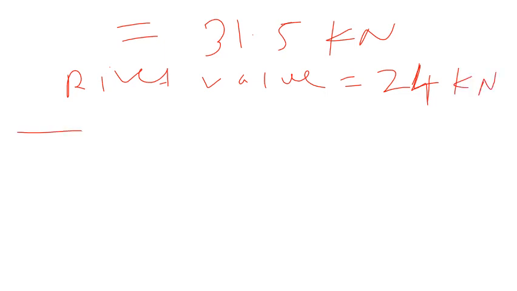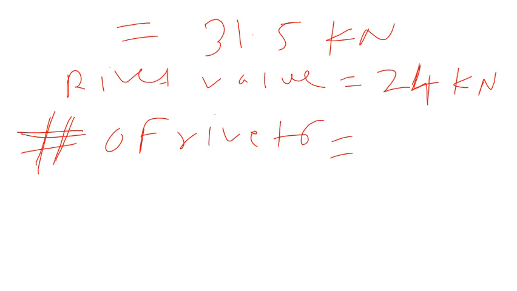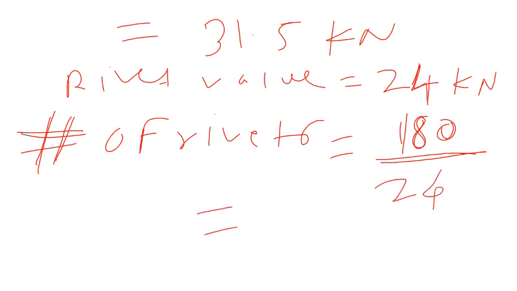From this we can find the number of rivets. So this is 180, the total load to be transferred, and this is the rivet value, that is the force transferred by each rivet. This will give us the number of rivets required, 7.5, so round it to the next higher value, that is 8. So we require 8 rivets. Now we have the size of the ISA member, the diameter of the rivets, and the number of rivets.